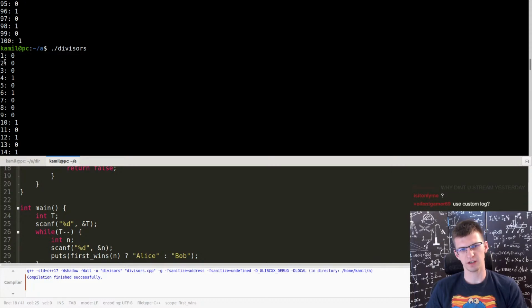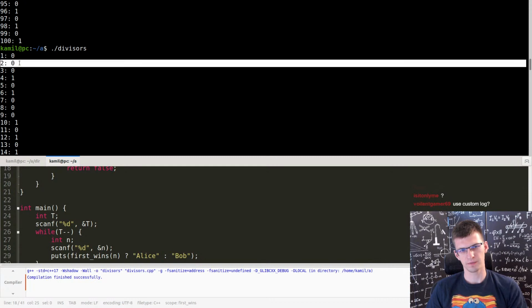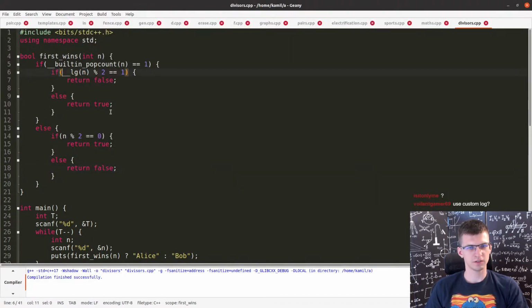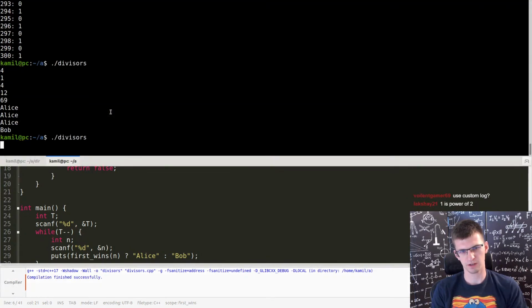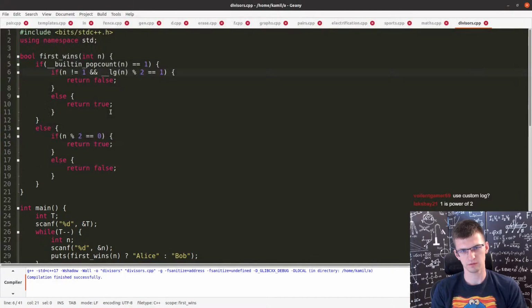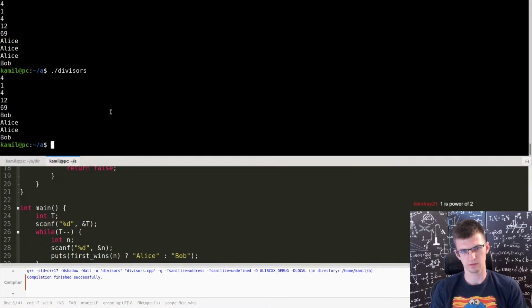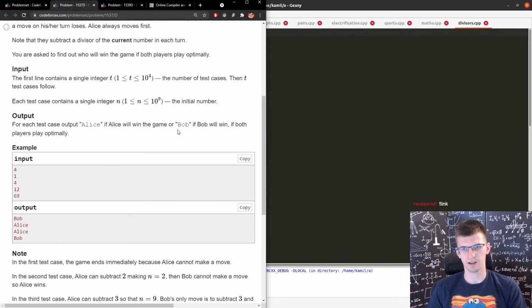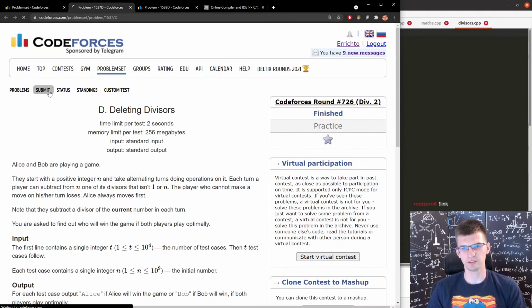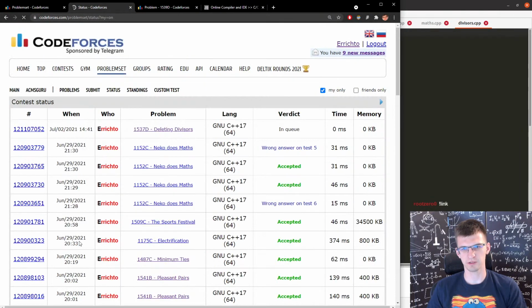Okay, 1 is a special case. So for 1 we shouldn't do this. It doesn't behave like other powers, no? I should do it here, and it's not 1. Now it works. 1 is a power of 2, I agree with that, and it's a special case where we shouldn't do it. I still have no idea why it works, I don't know what I'm doing, but it works for the sample test.